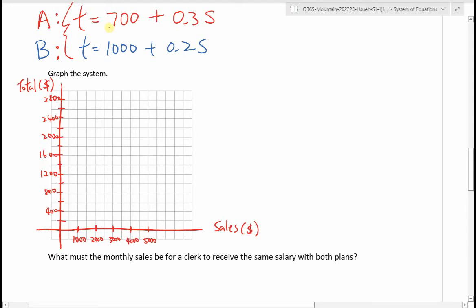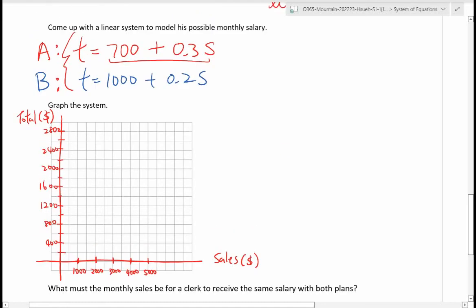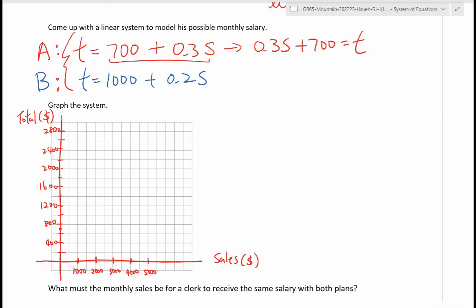So for the first one, this, again, is just the slope-intercept form, right? mx plus b. We have a y-intercept of $700, right? If you rewrite this, really, this is 0.3S plus 700 equals T. Okay, so my y-intercept is $700, which is right here. Notice how I make each box worth 200. So half of a box will be $100. So 700 is between the $600 and $800 box.